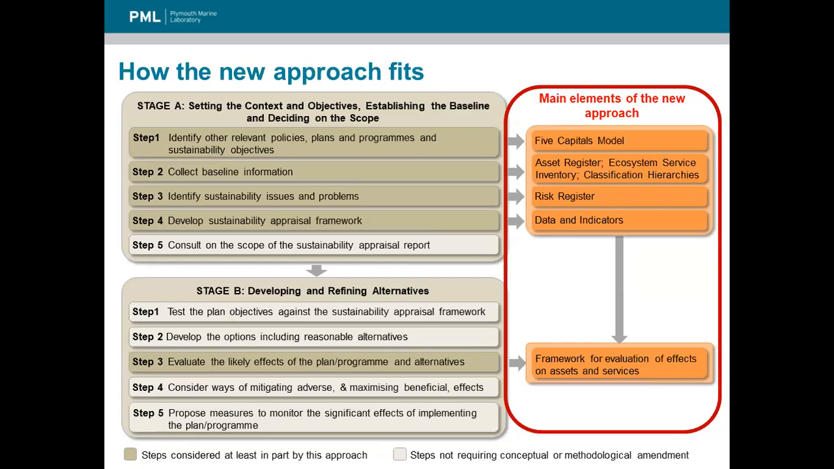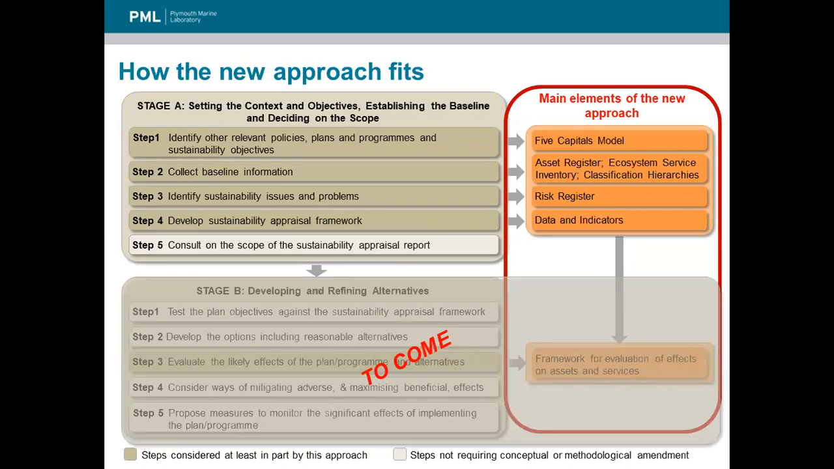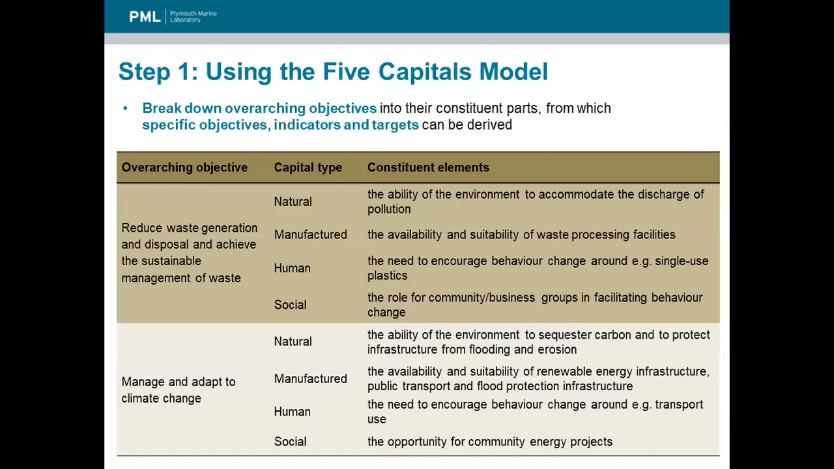And then within stage B, the option appraisal stage, we're going to produce a framework to show how you can evaluate the different plan options on natural capital assets and ecosystem services. But that stage is still to come. We've been focusing on the scoping stage so far. So the first stage, using the 5 capitals model. And the purpose of this is to break down overarching objectives into their constituent parts. And that allows you to do a better job of developing specific indicators and targets.